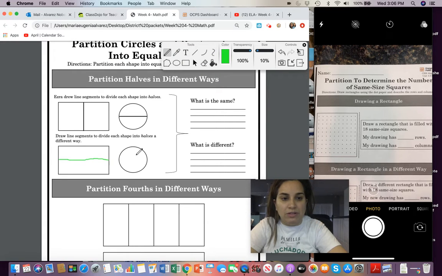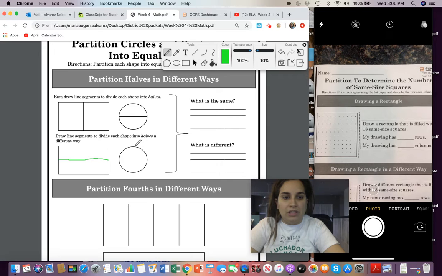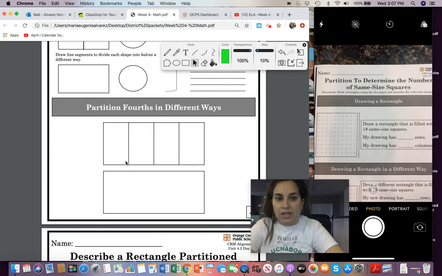Sorry, I don't have a ruler. And I'm not going to do it with the circle because the circle is already horizontal. I'm going to do it vertically, up and down, like that. See? Your job was to also say what is the same and what is different from these shapes and how they were divided. Okay, so let's move down. They divided it into 4 equal parts in fourths. And you were supposed to divide this rectangle into fourths, just a different way.